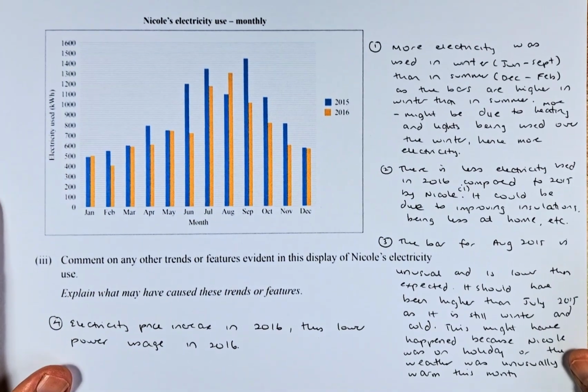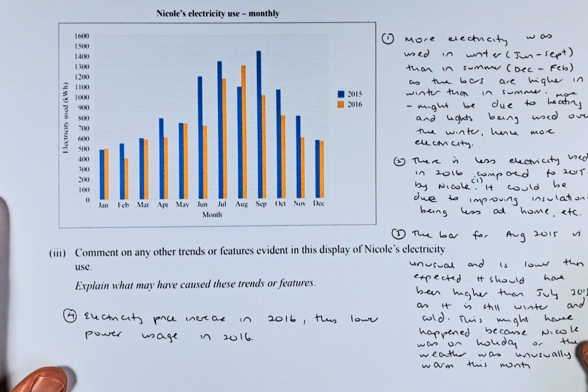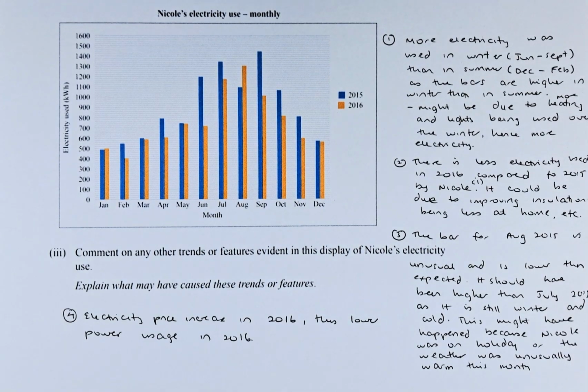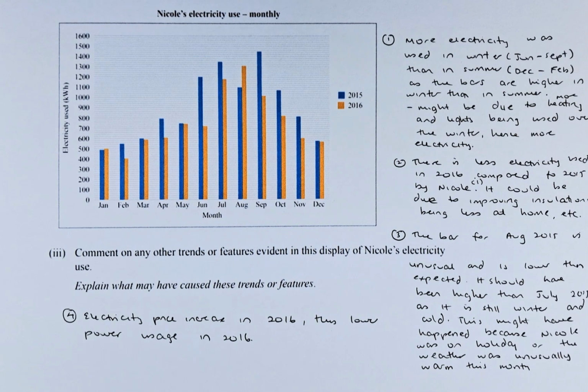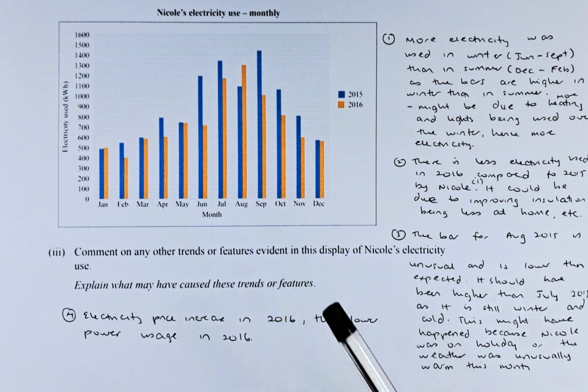Okay, I'm going to adjust the paper. Hopefully you can see the answers on the right hand side of the paper. So, the same graph again. Comment on any other trend or features evident in Nico's electricity use. Explain what may have caused this trend and feature. Not only must you tell me what, you must explain why this happened.